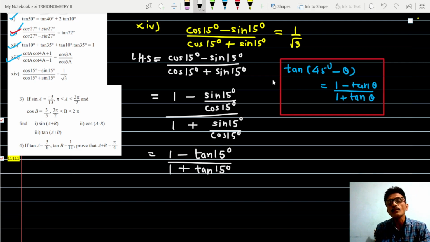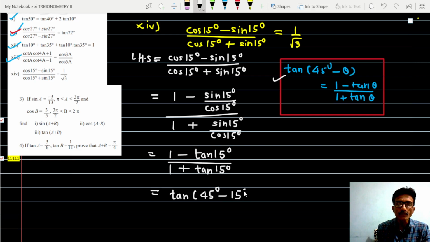Here look at this formula: tan of 45 degree minus theta is 1 minus tan theta upon 1 plus tan theta. So clearly this is equal to tan of 45 degree minus theta. Theta is here 15 degree, which is equal to tan of 45 minus 15, that is 30 degree, which is equal to tan of 30 degree, 1 upon root 3, which is RHS.